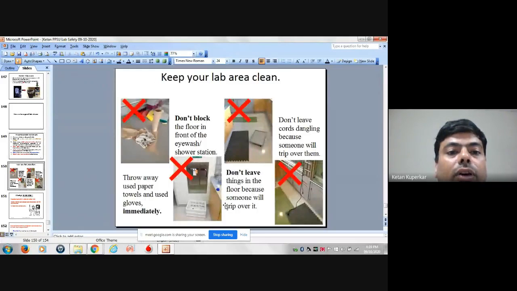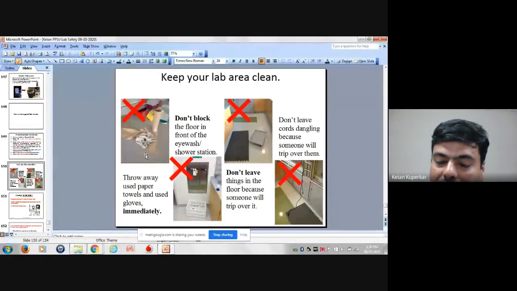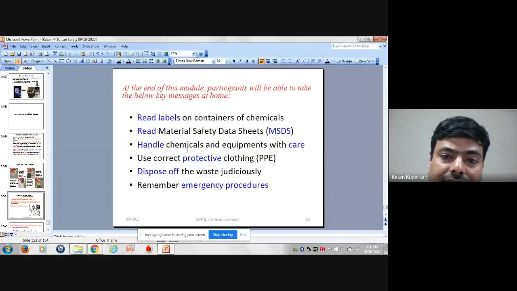So this is how it has to be practiced. Do not block this wash area. Do not keep anything lying on the floor. Do not keep this wire dangling like this. Do not keep the laboratory platform untidy. Always remember that the lab is a place for serious work and not for entertainment, and careless behavior may endanger yourself or others.